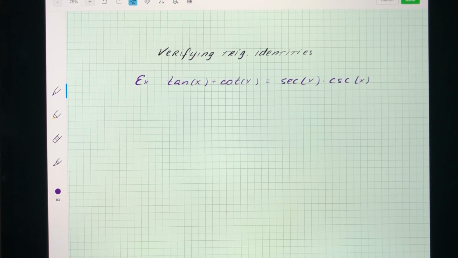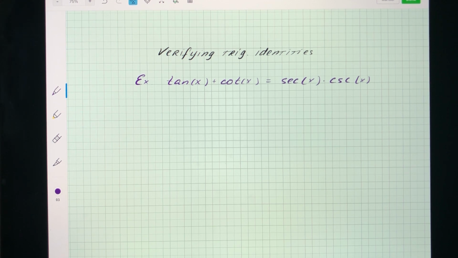Hello, this video is about verifying trigonometric identities. So in this example we have two identities and let's see if we can convince ourselves that they are true or not. Let's see. So how do we do it?